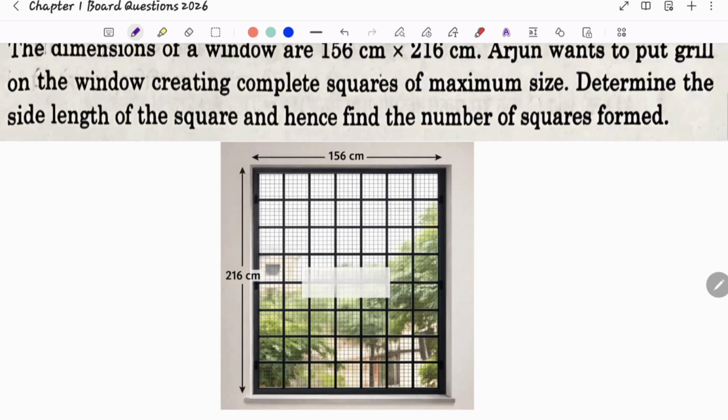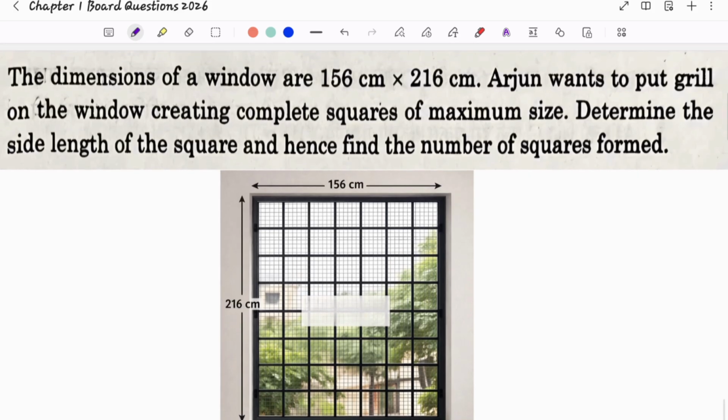Now see this image. This is a window. A man wants to put a grid on the window. It's the size of the window, the dimensions of the window. Length is 156, width is 216. Now the grid is in the form of squares. So first question is find the side length of the square. So we have to find out the length of side of one square. Next, find the number of squares formed. So this grid is formed by a number of squares. So we have to find the number of squares. Okay, there are two questions.